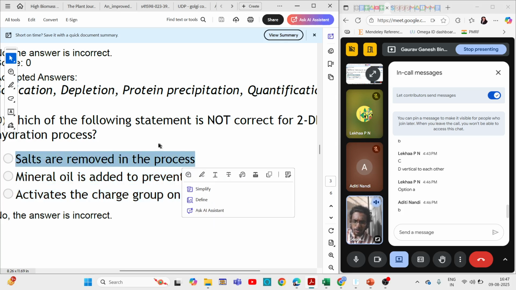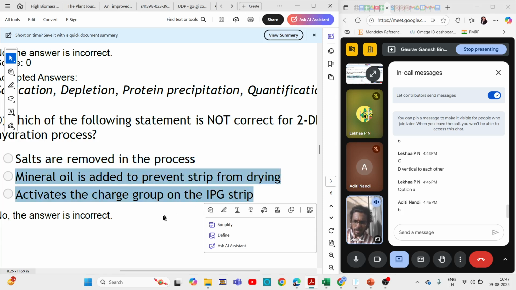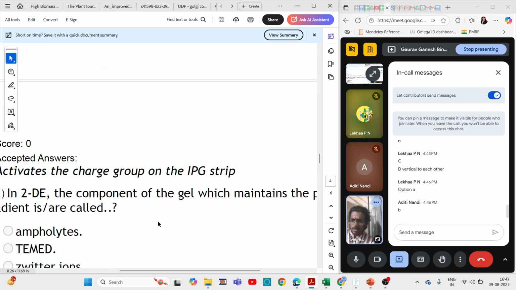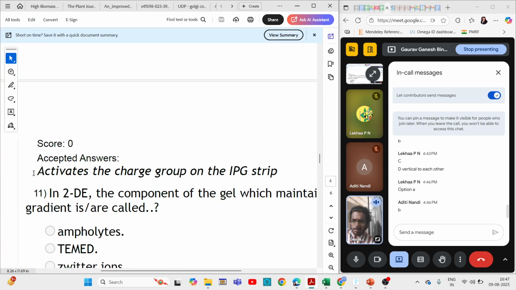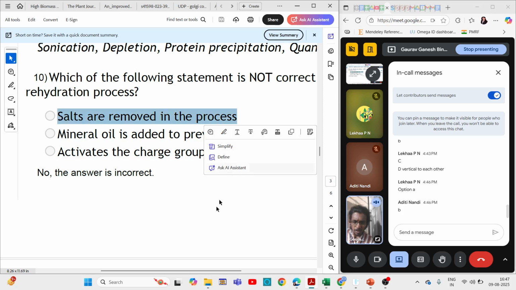Salts are removed in this process. That is something which is not correct. These two are something which are correct. But in this specific PDF, I think what is written is a wrong answer here. The answer should be salts are removed, which is not correct.